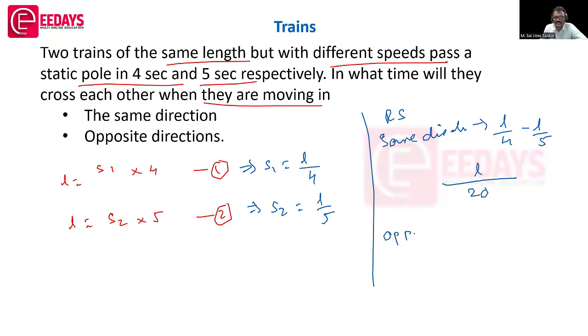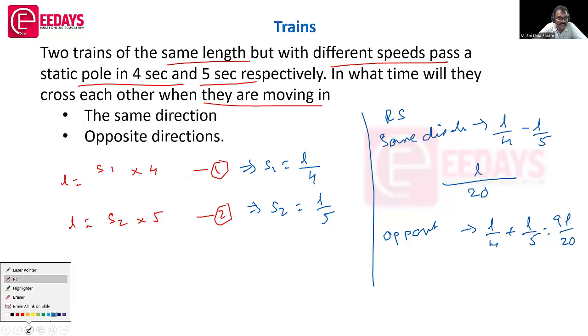And the opposite direction: that is equal to L by 4 plus L by 5. So this is equal to 9L by 20. Now, what is the L? That is important. Now, what do we require? We know the speeds, and what we require is the times. So how do we calculate time?